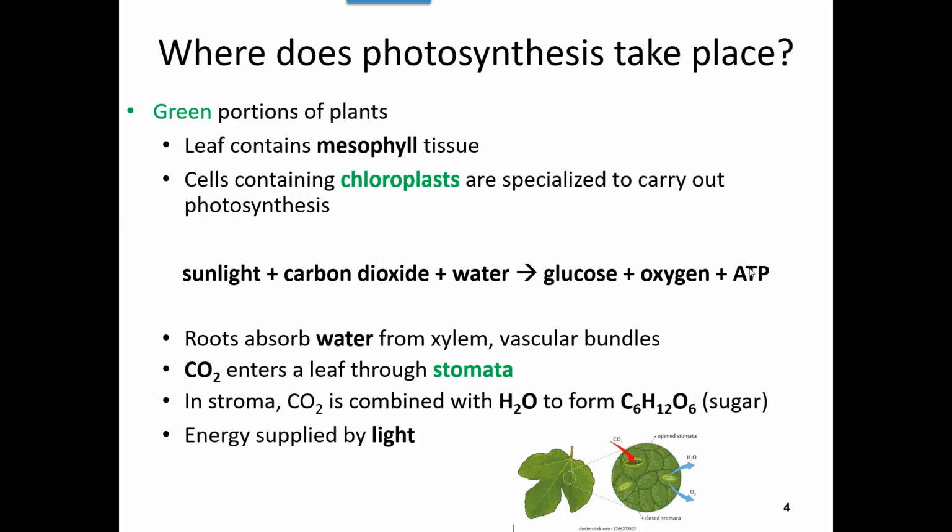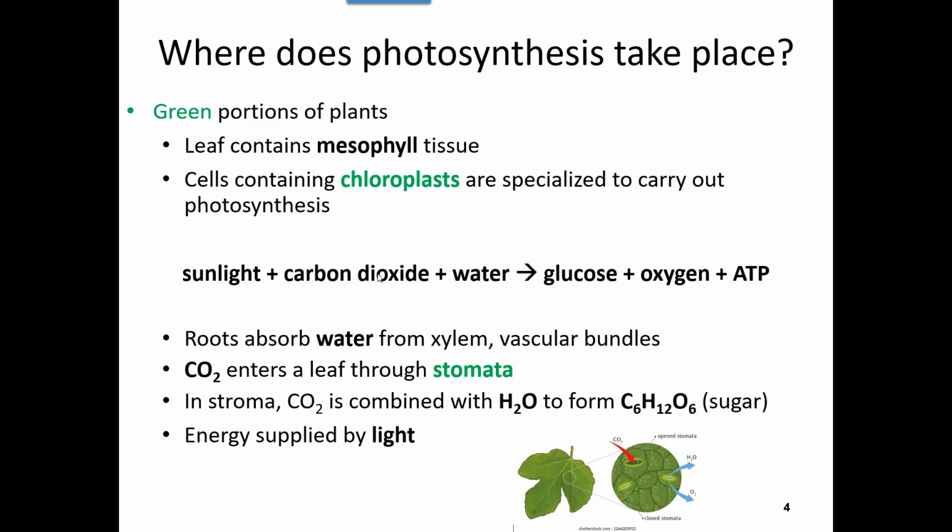Now, where does it get carbon dioxide and water? Again, we have to have every component go into the plant for us to be able to get the products out. So the roots are going to absorb water. They can transport water through the xylem as well as vascular bundles, and we'll talk about plants later this semester. The carbon dioxide enters the leaf through something known as a stomata, or stoma when we're talking about the singular.